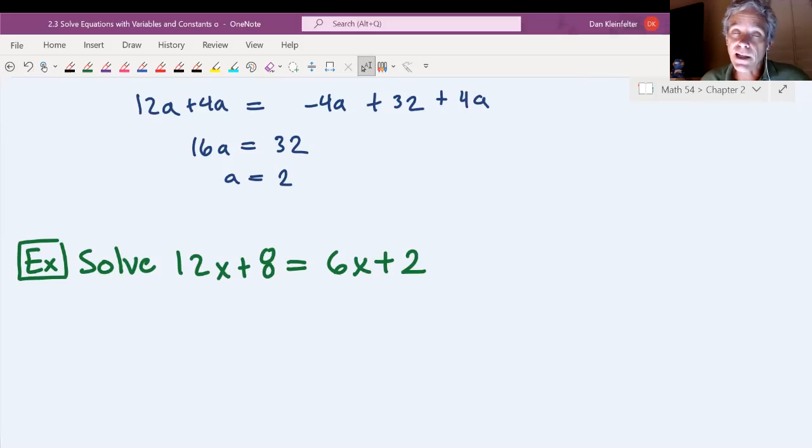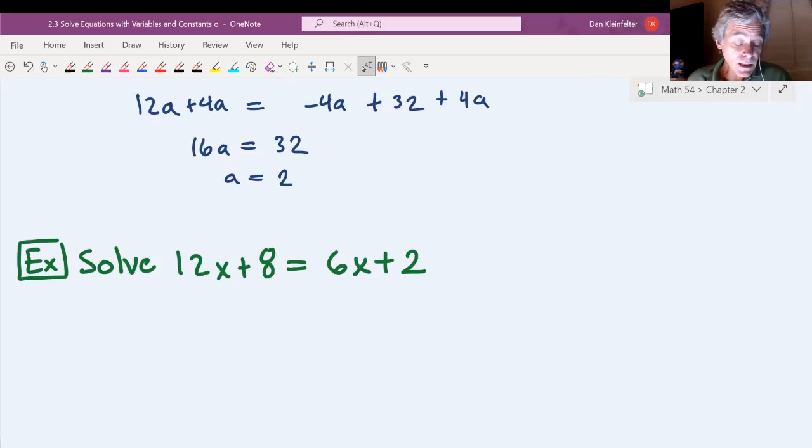A lot of times people like the left, but again, it doesn't matter. It's totally up to you. Often people like to pick this so that we end up with a positive coefficient, the number next to the x being positive. But again, it's up to you. As long as you're not dividing by 0, you're not going to go wrong, really.